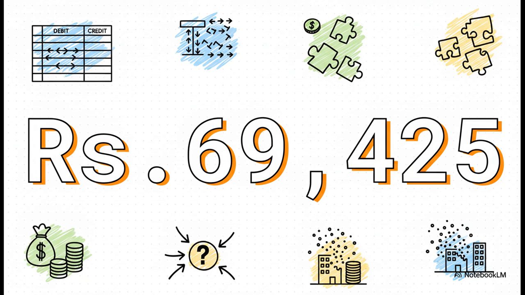Now, the fun part, selling stuff. The question says we sold the stock for 7,000 rupees and the fixed assets for 42,000. And the debtors? Well, they paid us, but we gave them a small 5% discount. So if you add all that cash up, what do we get? A grand total of 69,425 rupees coming into the business.